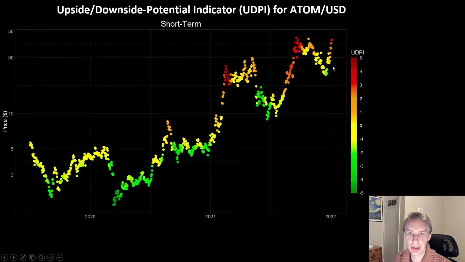This short-term version of the UDPI is not super concerned about this kind of market cycle-wide risk. That's not what it's telling you. It's telling you more about short-term risk. So it's not as concerned about where Atom is in its broader market cycle. It cares more about where Atom is right now in terms of its shorter-term upside versus downside. Whereas again, the longer-term version is much more concerned about those longer market cycle-wide swings in risk, that macro risk. This is more micro risk.